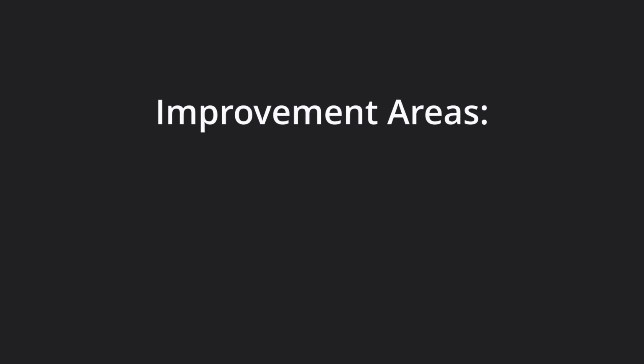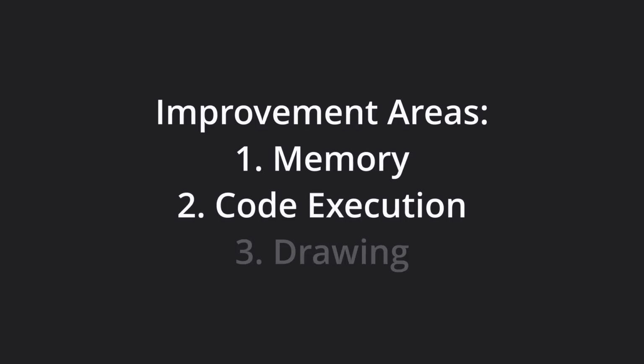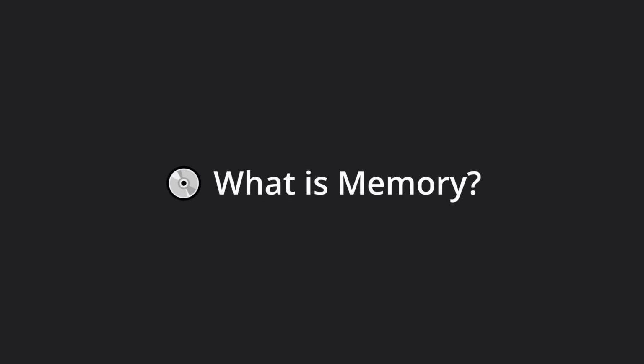I've separated possible performance issues into roughly 3 categories: memory, code execution, and drawing. The first category we're going to look at is memory, because I think this probably has the most impact on performance if not handled correctly. To begin, let's talk about what memory even is.